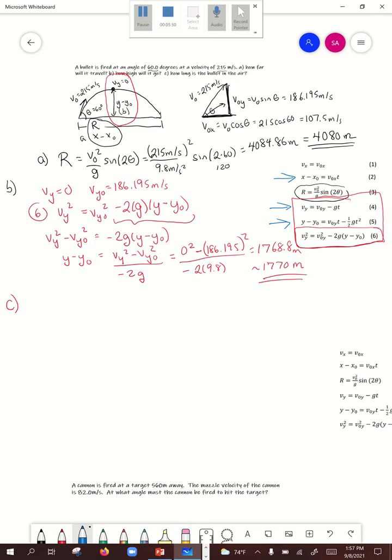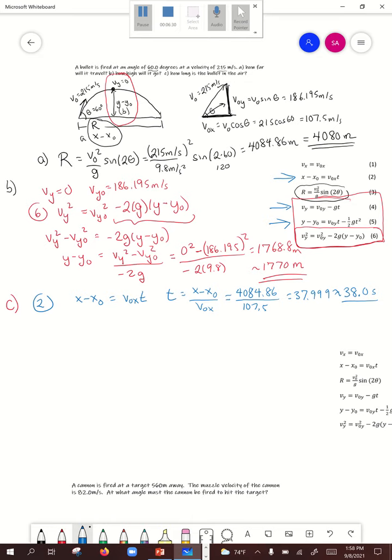Usually, if I can, I'm going to use equation 2 because that's the simplest equation. If I use equation 2, then I have x minus x0, that's my range, I found that in part A, equals v0x times t. So t is just x minus x0 over v0x. I'm going to use my whole number, 4084.86 for the range, divide by v0x, 107.5, and I get 37.999, and to 3 sig figs, that's 38.0 seconds.